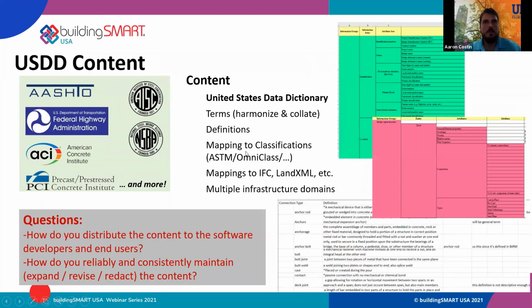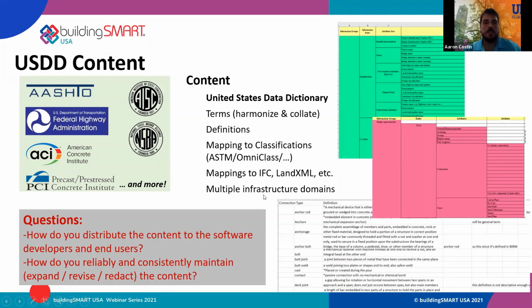We initially started with content focusing on transportation, and there are a lot of terms that have already been harmonized from AASHTO to FHWA, ACI, and PCI, and we're trying to get more involved. Currently we have spreadsheets of thousands of terms, different elements, and different property relationships that we're starting to populate the data dictionary with: terms, definitions, different mappings and classifications out there, and mappings to other schemas, including IFC and LandXML.